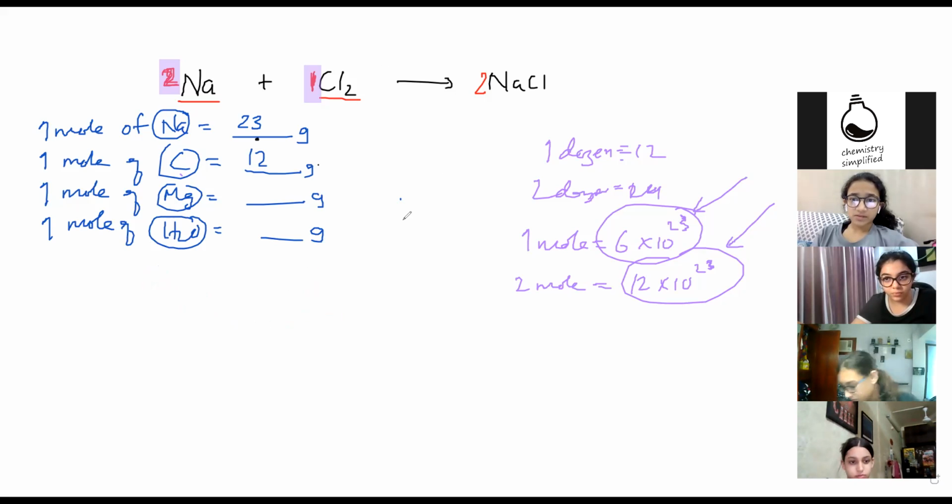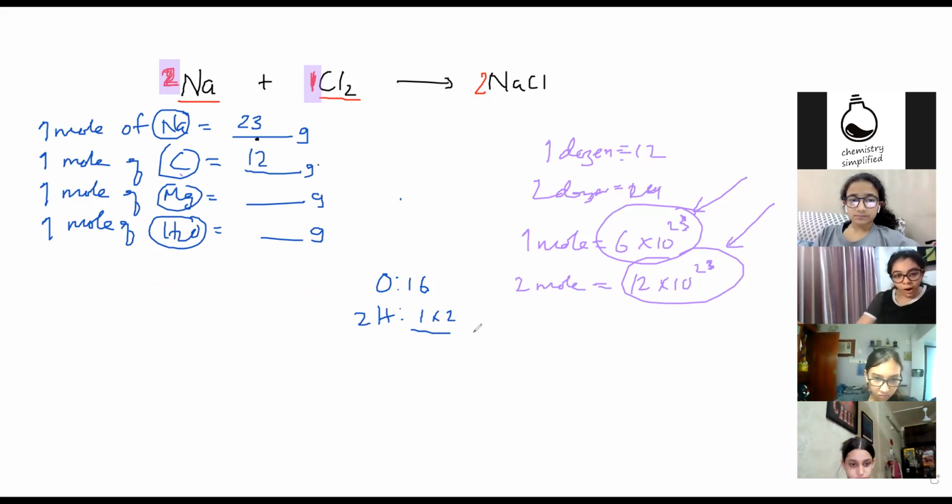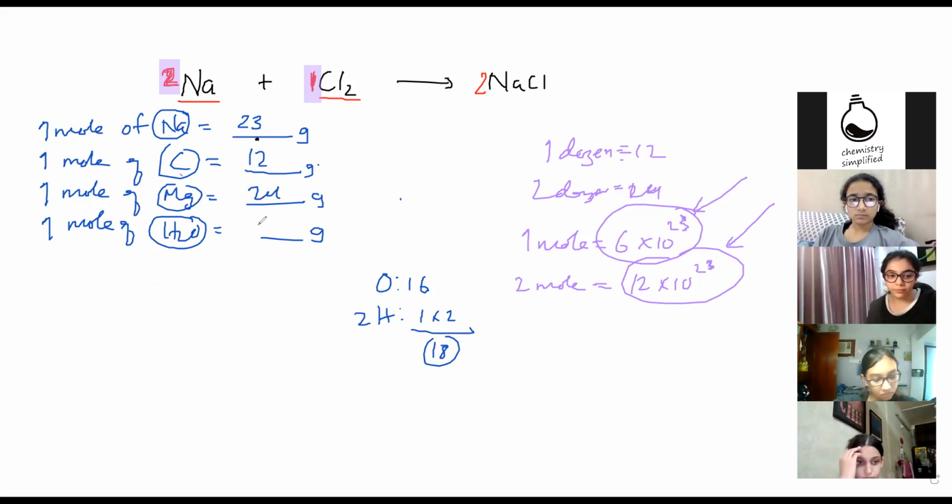So oxygen is 16, and hydrogen's mass is 1, and there are 2 hydrogens. Okay, so 16 plus 1 into 2 is 18. 16 plus 1 plus 1, 18. So 24 grams of magnesium is 1 mole of magnesium. 18 grams of water, if I take, that will give me 1 mole of water.